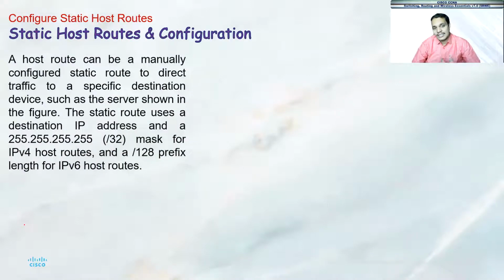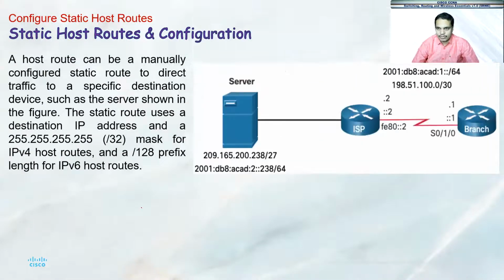Now, this can also be manually configured as a route to direct traffic to a specific destination. Check this diagram shown. The static route uses a destination IP address and a mask of 32. I'm saying that any traffic destined for this particular server, 209.165.200.238, this is the server, I want to direct traffic to this.